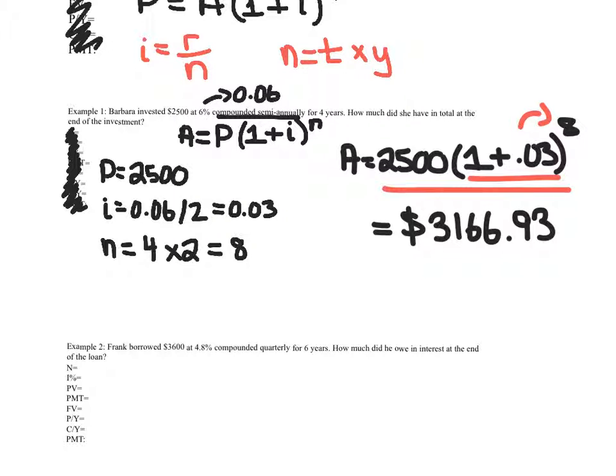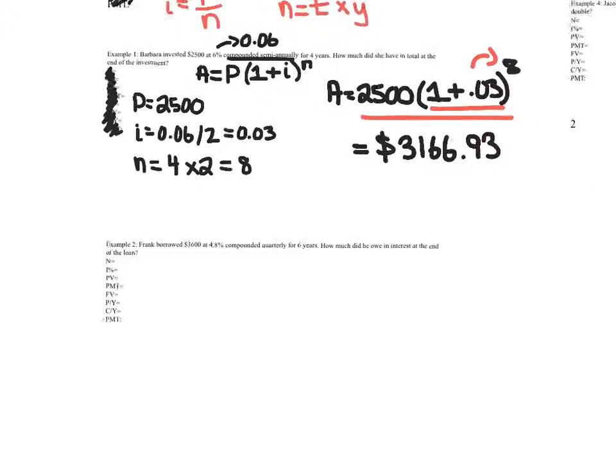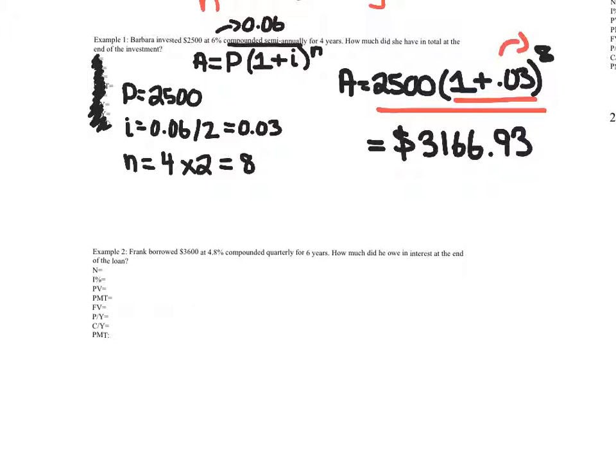Okay, let's take a look at another question. Again, it's another question trying to solve for the future value. What I would like you to do is pause the video here and try this question by yourself. It's the same idea: A equals P(1 plus i) to the power of n. You're solving for A.